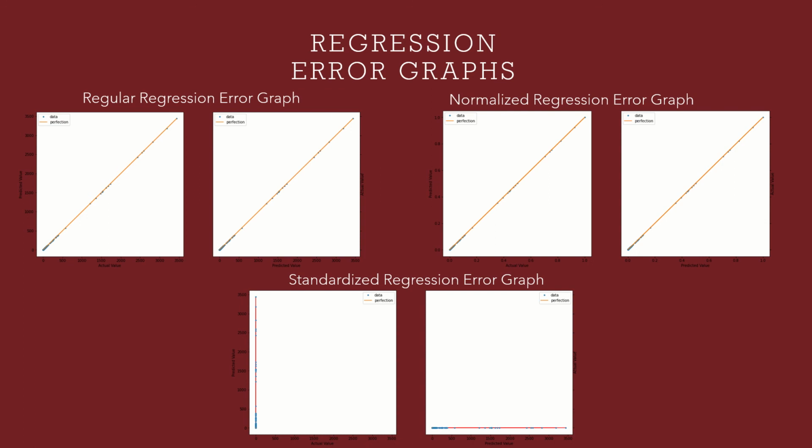Especially for standardized, that red line you see right there is basically the error between each data point, and as you can see, it wasn't even able to do it with the standardized data set, meaning we don't want to use the linear regression model.